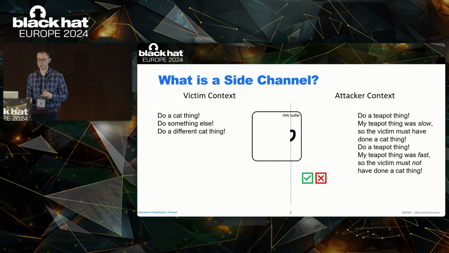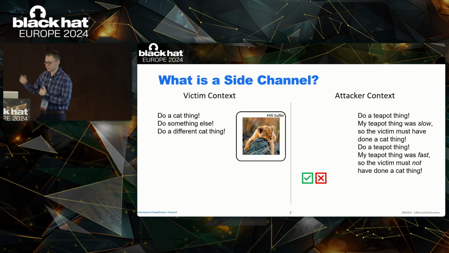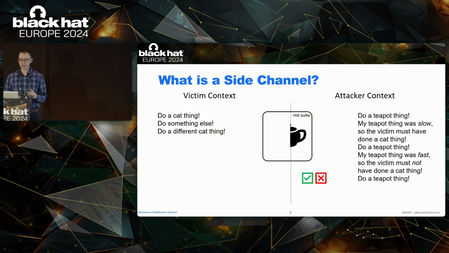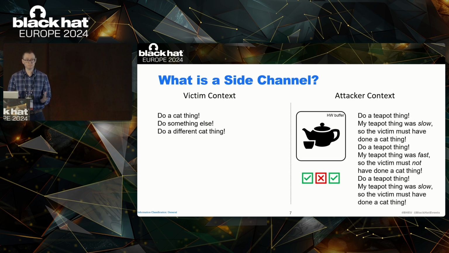And then suppose the victim does a cat thing again, maybe with a different cat. Then the attacker tries to do its teapot thing again. Teapot is again slow, so the attacker is able to infer that, oh, the victim must have done a cat thing. Now, I want to emphasize, the attacker cannot see the plaintext that the victim is operating on.